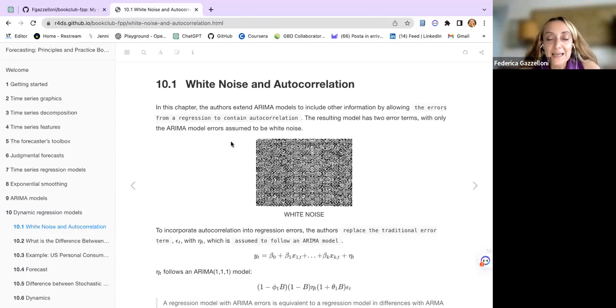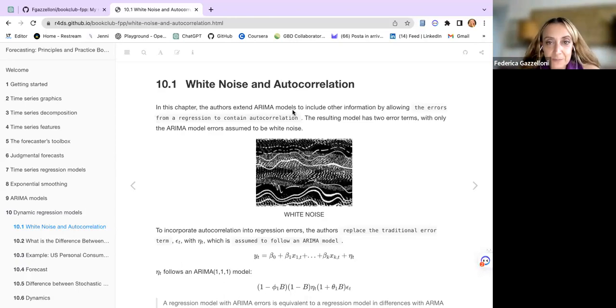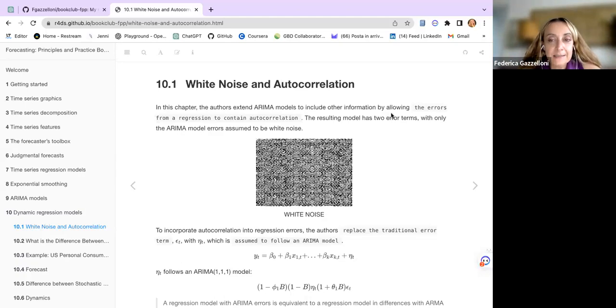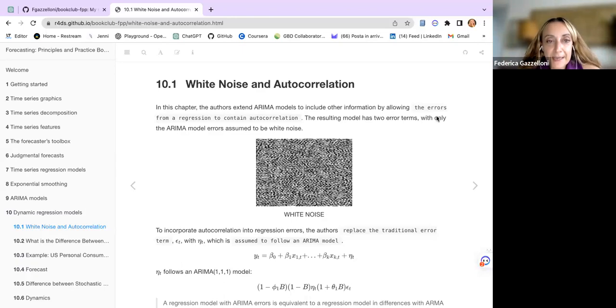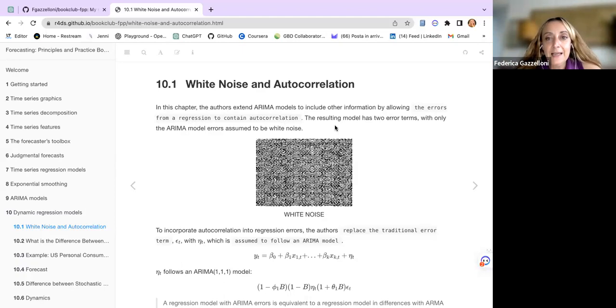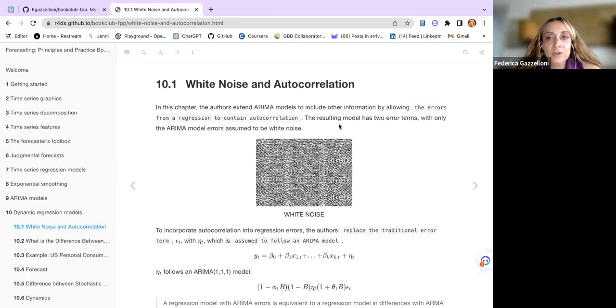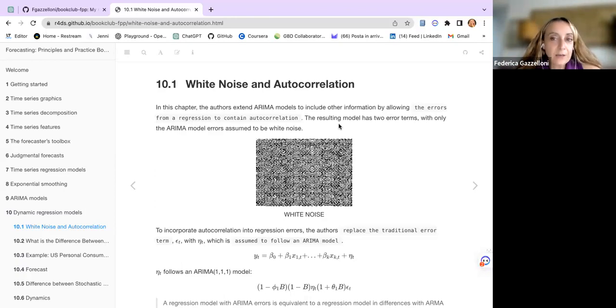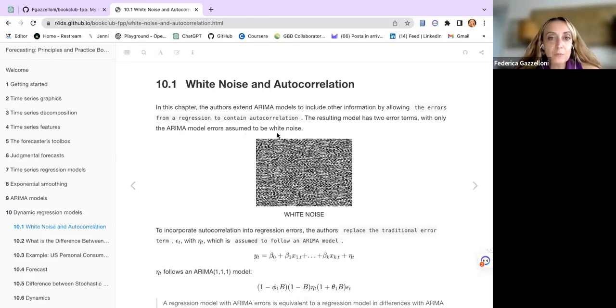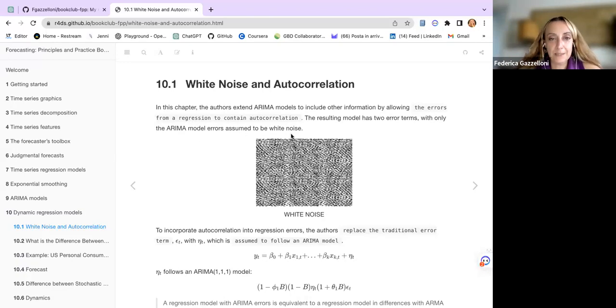So basically in this chapter, the authors extend ARIMA models to include other information, basically by allowing the errors from a regression to contain autocorrelation. Okay, we need to explain these things. And the resulting model has two error terms, with only the ARIMA model errors assumed to be white noise. What this means.